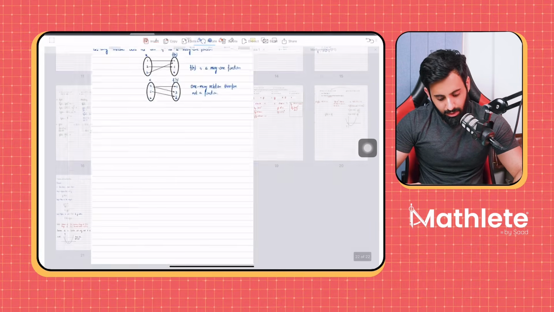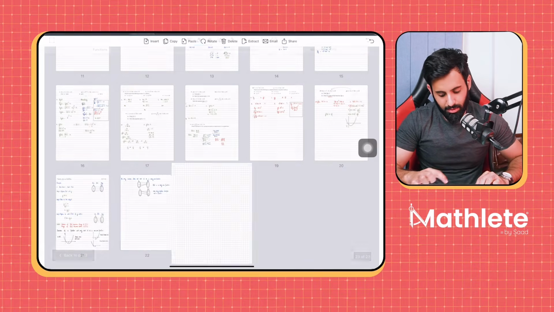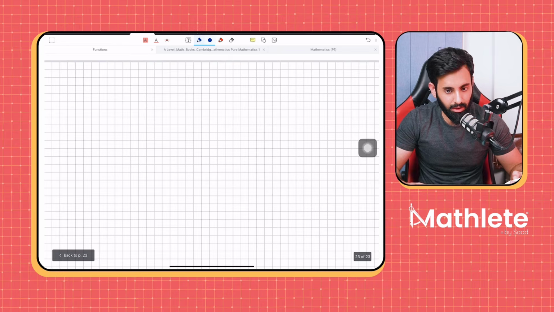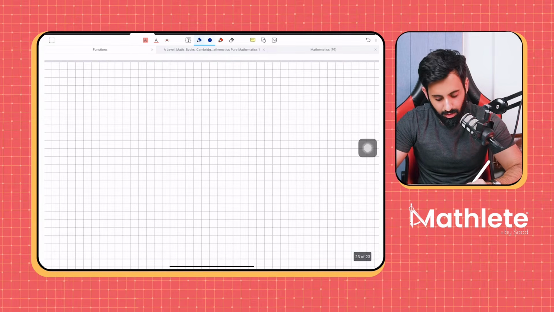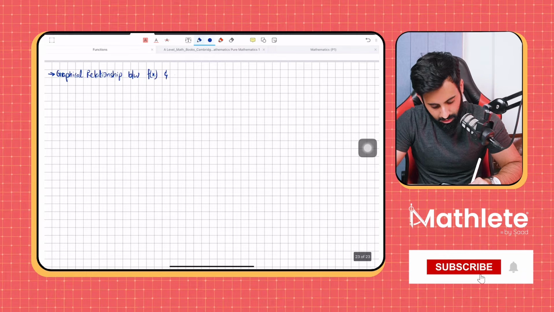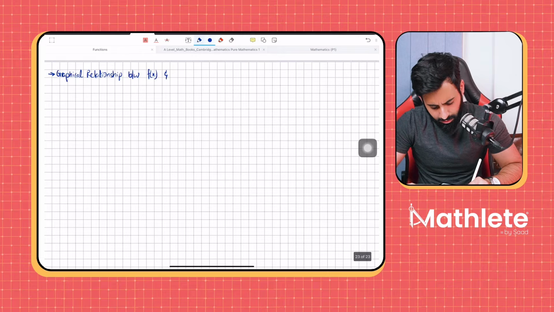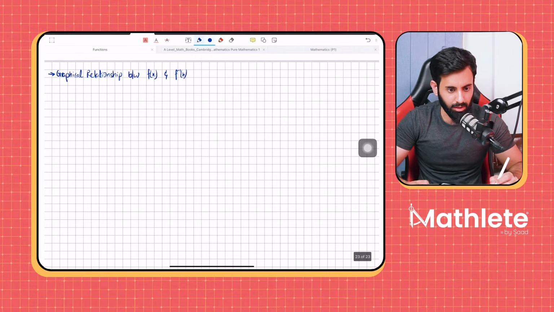So another very important thing for you guys to know is the graphical relationship between f of x and its inverse. Okay, so the graphical relationship between f of x and its inverse. And let's just call it f of x, f inverse of x.